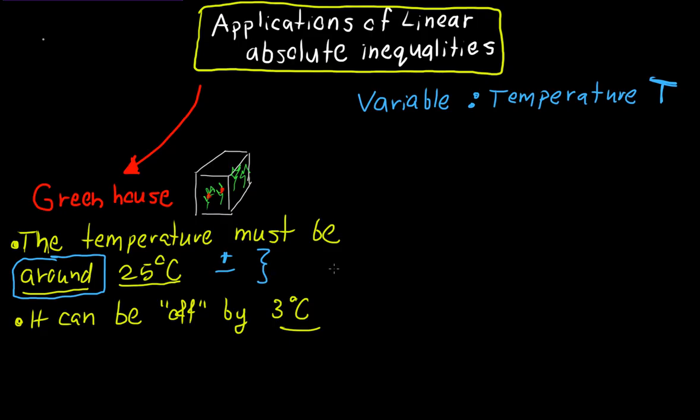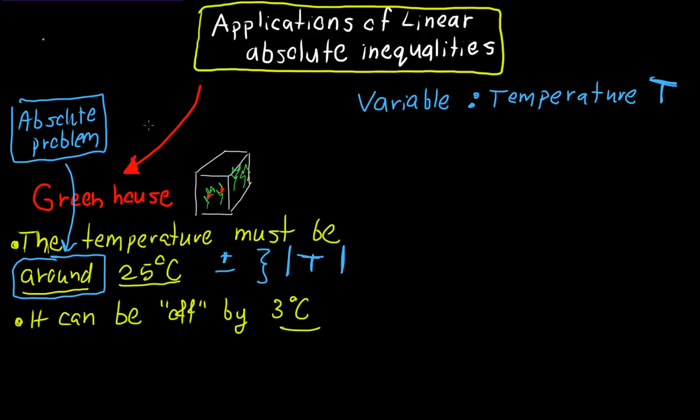Now, what does that have in common with absolute functions? Well, it's an absolute function, because if we put around, absolute value plus 2 is the same as minus 2. So when we hear the word around, we can think of an absolute problem in mathematics. But let's write it down. Right here we have absolute brackets, and we're going to have the variable T as temperature.